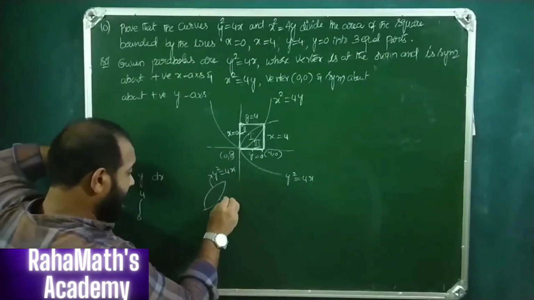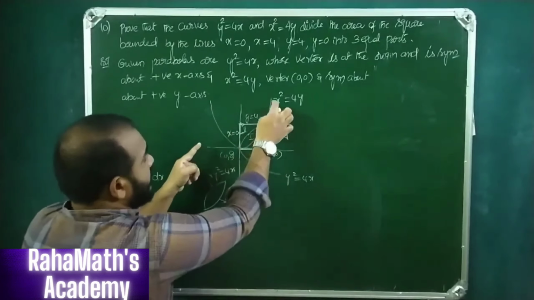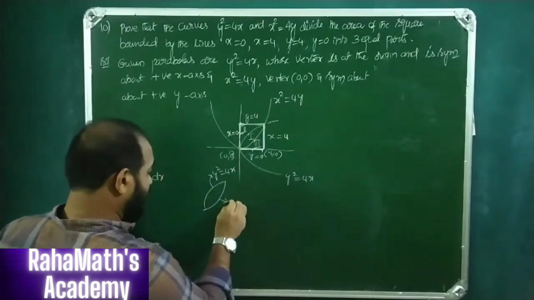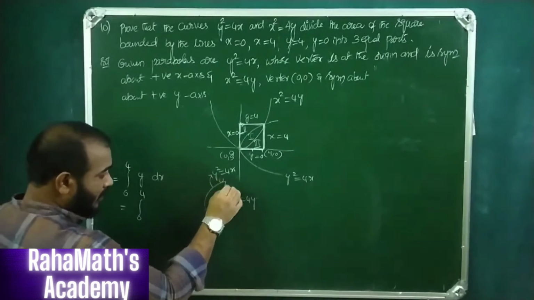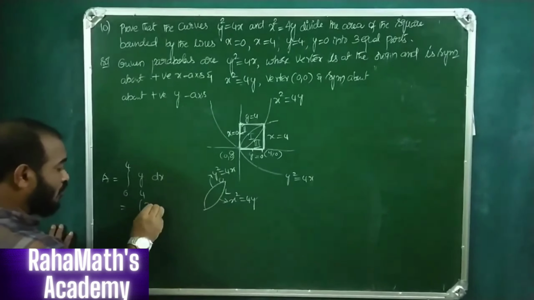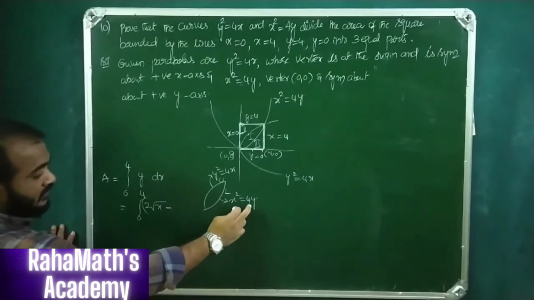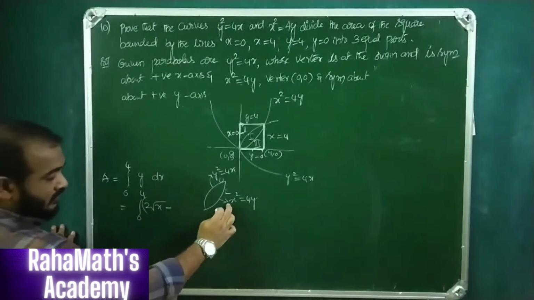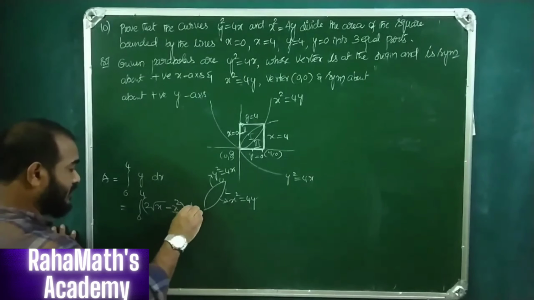And this parabola is x square equals to 4y. Now y dx I want. So the upper curve is y square equals to 4x. This is upper and this is lower. So y is equal to the square root of 4x, 2 root x, minus the lower curve. I want this in y. So x square equals to 4y, y equals x square by 4, dx.